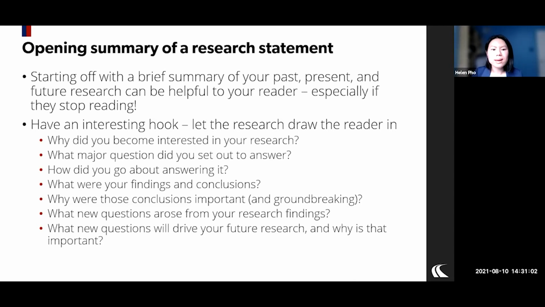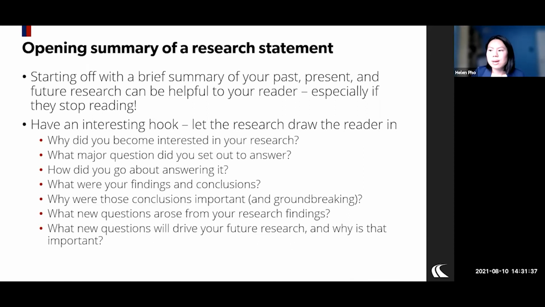If you were to write a summary to begin your research statement, it's really a good idea, I think, to have a very interesting hook. One way of doing that is to let the research itself draw the reader in. Starting with the research itself, to let people know: here's what I study, and here's why it's interesting. Here's a fun tidbit from the research that I do, or an interesting tidbit from it. That's a good way to begin.